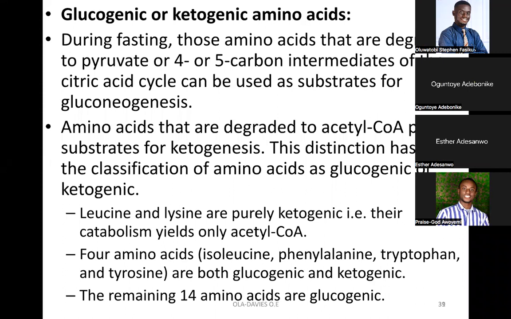Gluconeogenesis is the biological process of synthesizing glucose from other sources like protein and from non-carbohydrate sources.